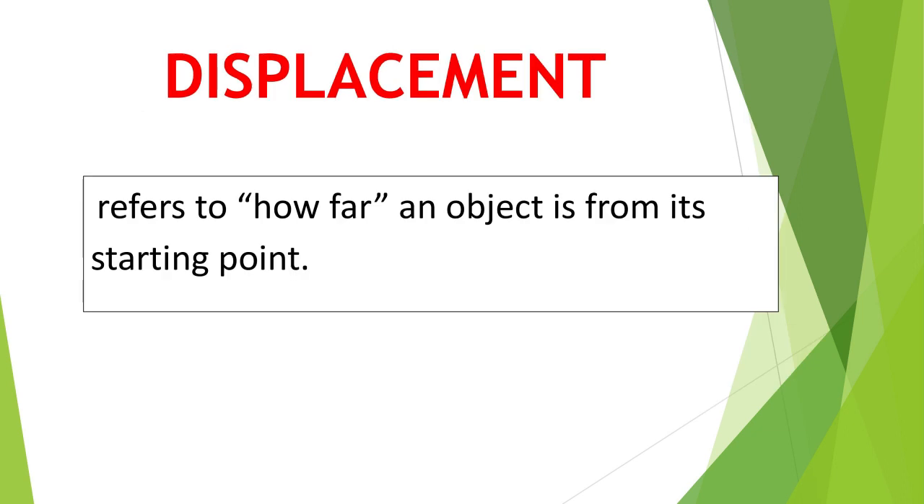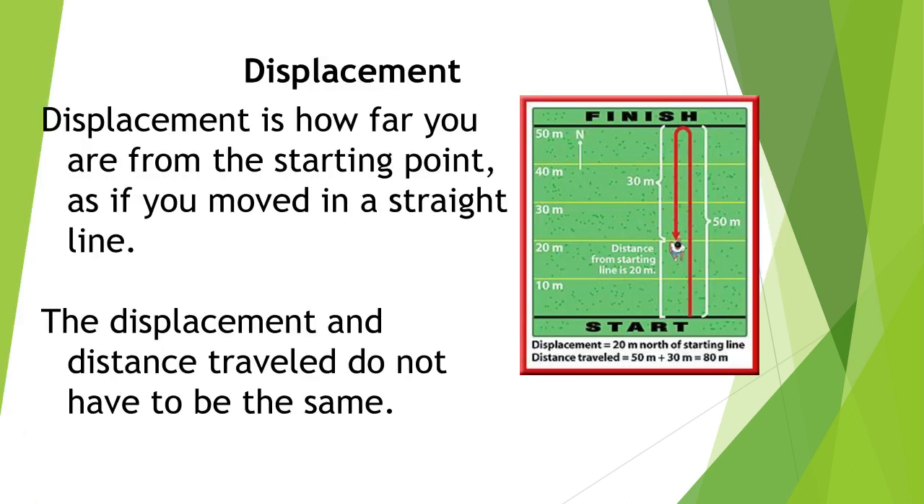The next one is displacement. This refers to how far an object is from its starting position. In the case of distance, we didn't talk about the starting position, whereas in displacement, we have to take care of the starting position. As I said, displacement is how far an object is from the starting position, as if you moved in a straight line. Here you can see in the diagram, you moved in a straight line.